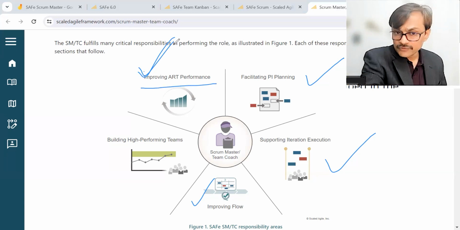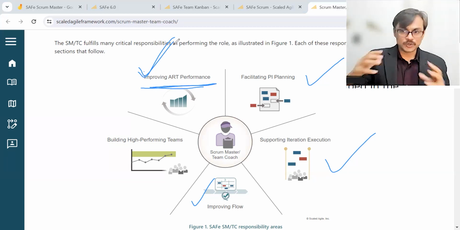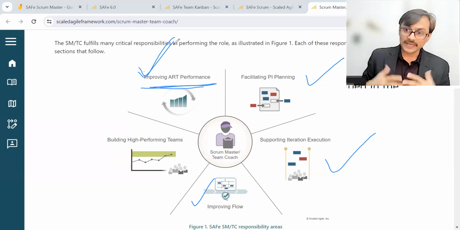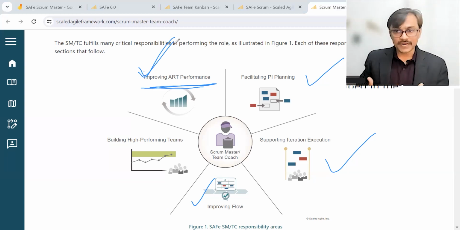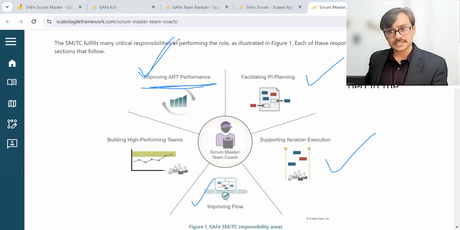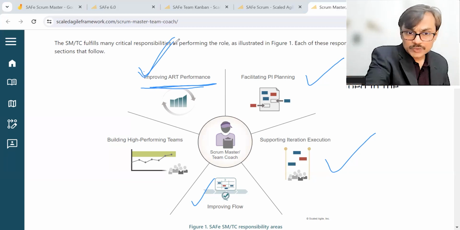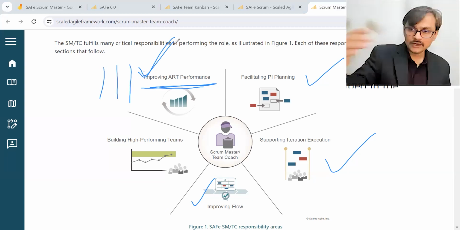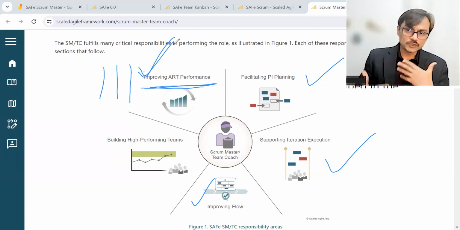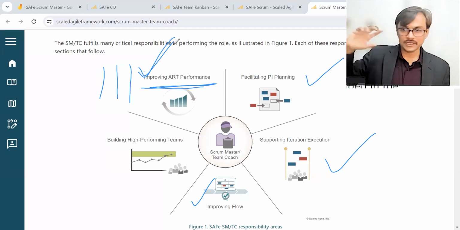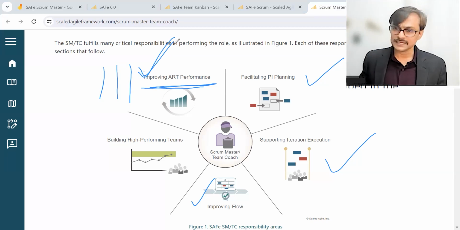Fourth, ART level performance improvement, which we spoke about. During the innovation and planning iteration, I ensure my teams participate well in the Inspect and Adapt event. I participate well with other Scrum Masters and Scrum teams to find train level improvements. I also do continuous coach sync meetings, or the Scrum of Scrums, to ensure that during the PI we are also improving continuously at a train level. So I support the train level work, and I ensure my team level bottlenecks are taken care of.